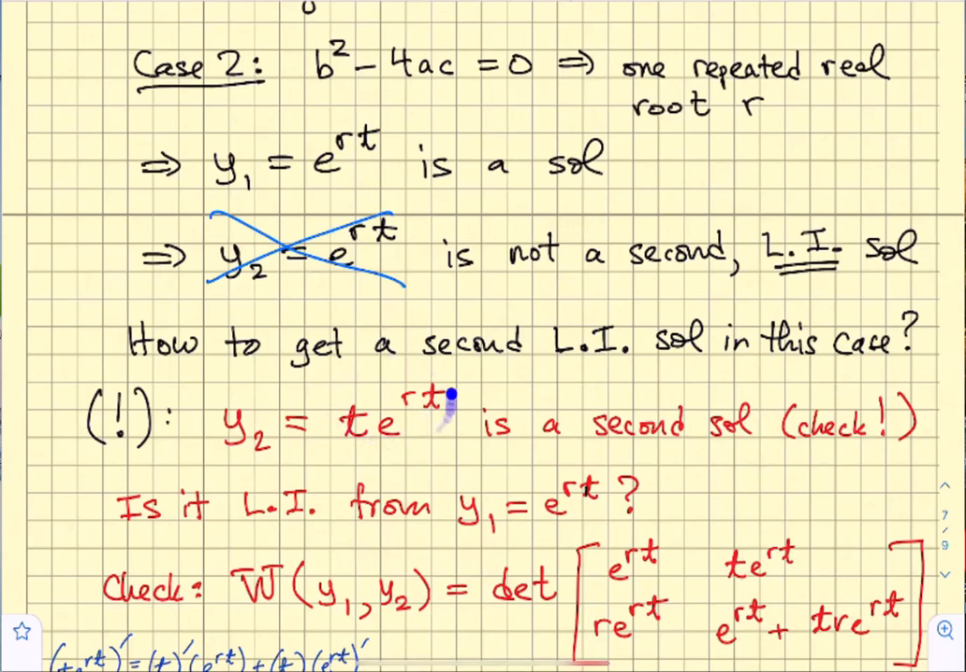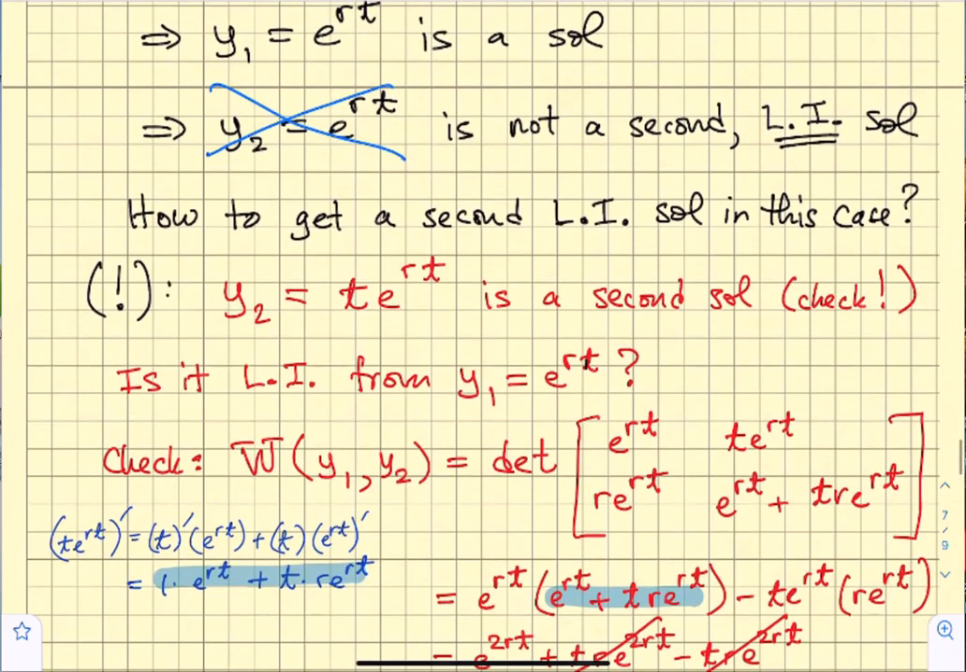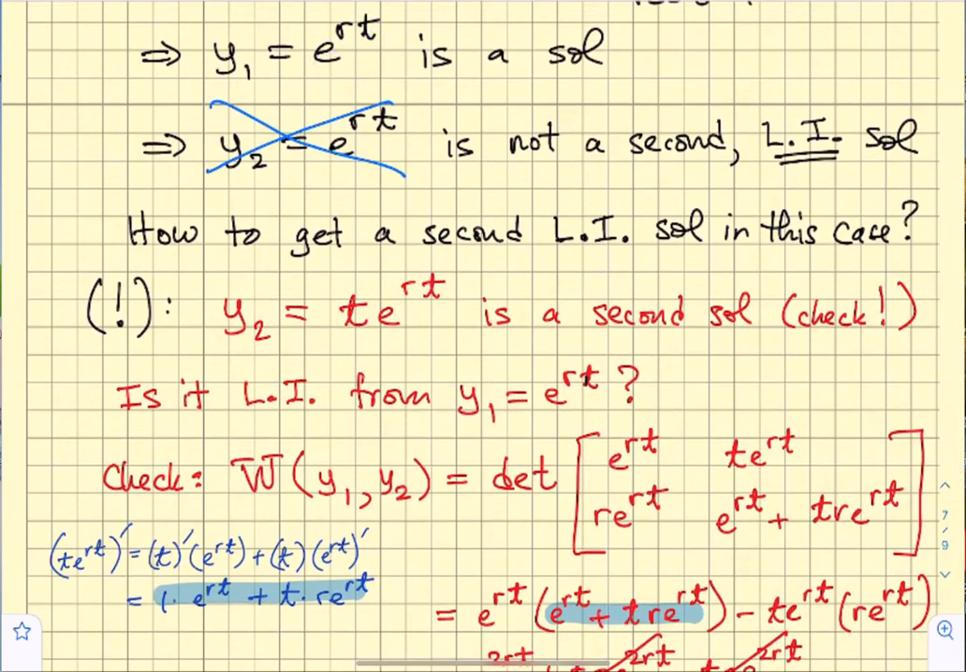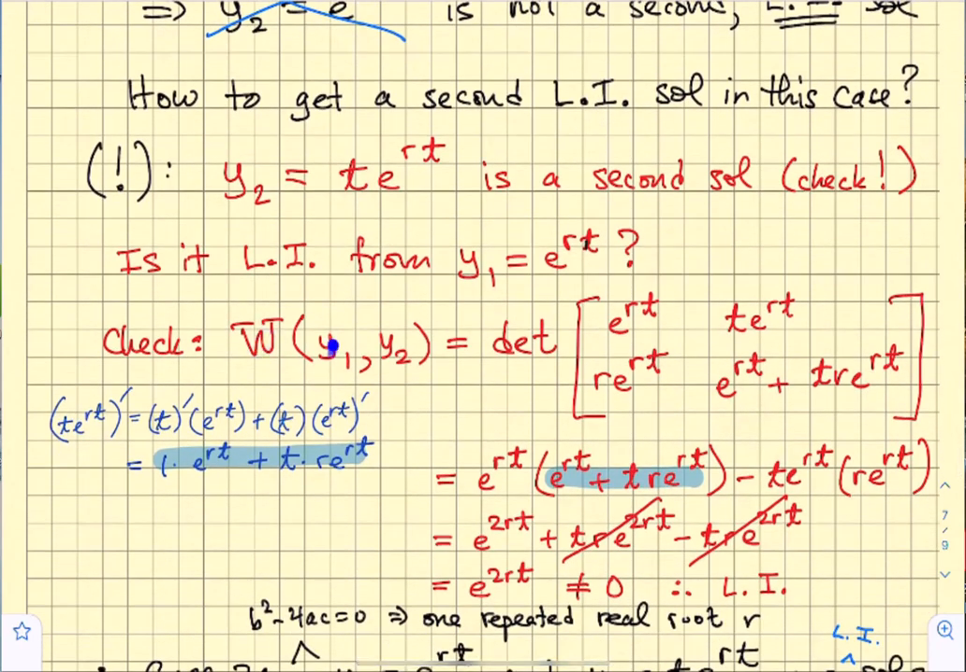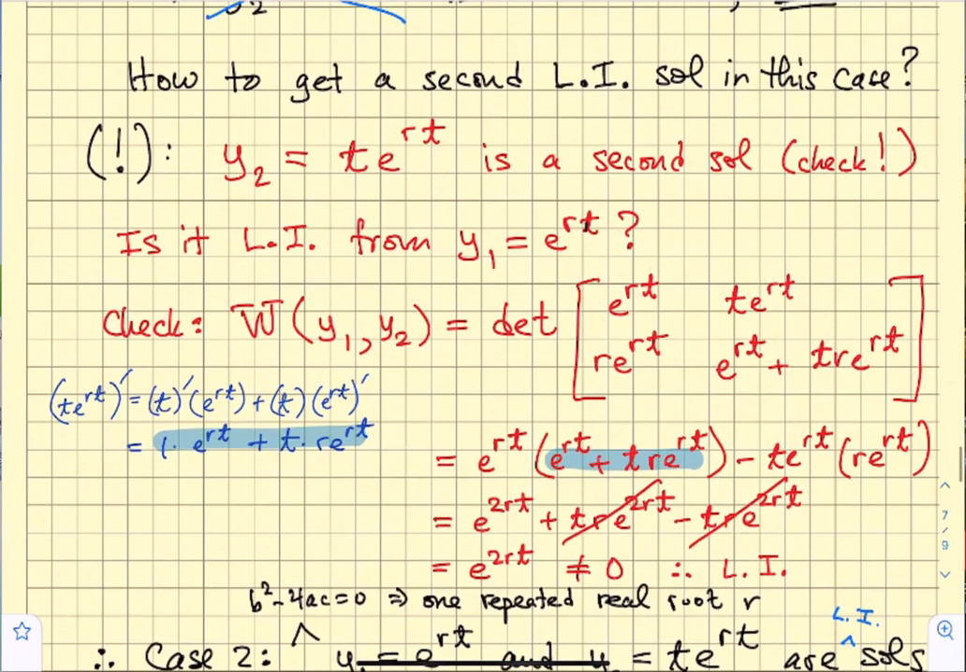If you put this back into the differential equation for case 2, you will see that it is actually a solution. And more than that, you can check that this solution is linearly independent from this solution in case 2, because you can just calculate the Wronskian of y1 and y2. That would be the determinant of y1, y2, y1 prime, y2 prime. If you calculate that determinant, this is what you get. When the algebraic and calculus dust settles, these terms cancel each other out. You get e to the 2rt, and e to the 2rt is never equal to 0 for any real r. So that tells us our Wronskian of these two is non-zero, therefore this is linearly independent from this.